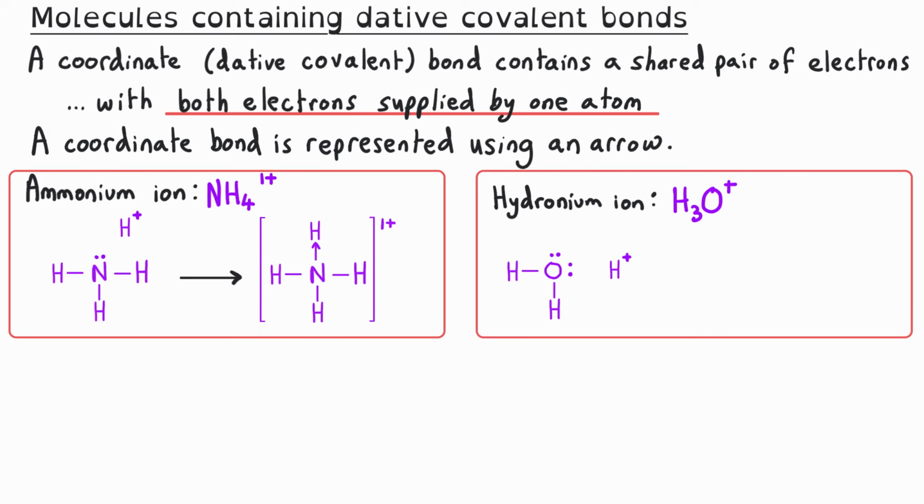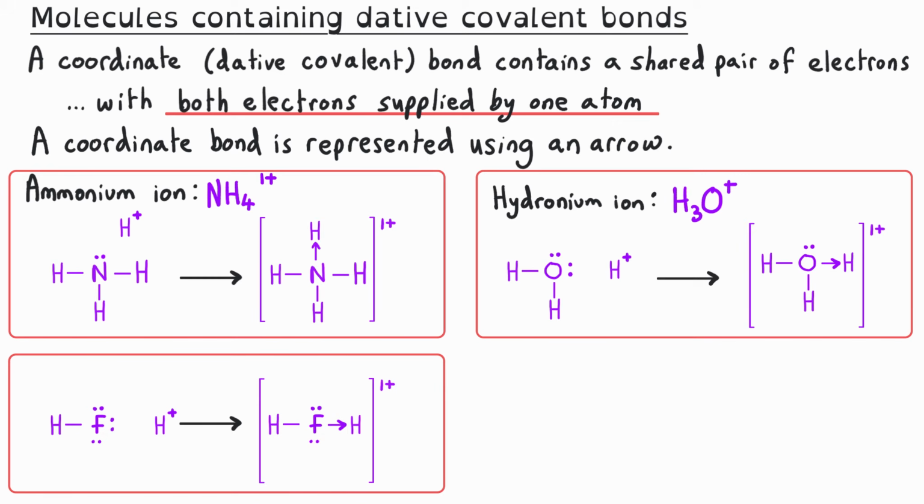Another example is the hydronium ion, H3O+. This time it's an oxygen atom that donates both electrons into the coordinate bond, and it shares these electrons with the hydrogen ion, and we represent this using the arrow again rather than a line. Another example is when hydrogen fluoride bonds with a hydrogen ion. This time a pair of electrons from the fluorine atom is donated into the coordinate bond with the hydrogen ion to form this compound ion here, and again here is the coordinate bond.